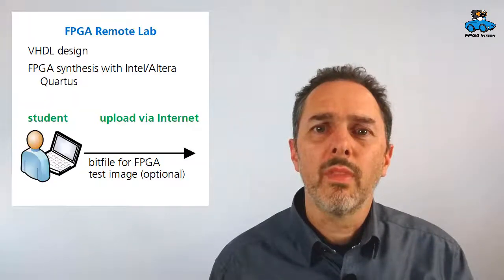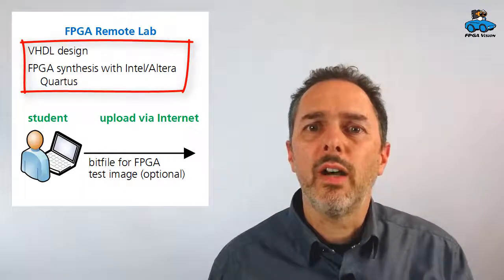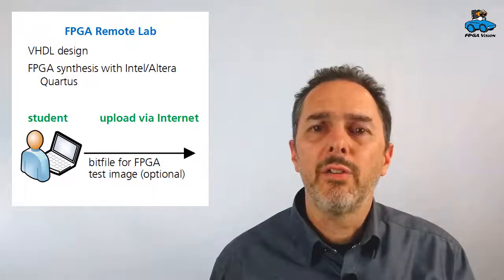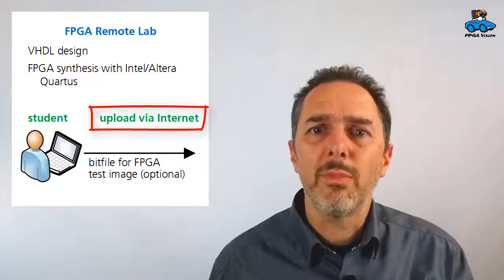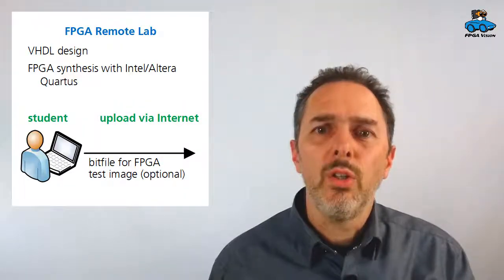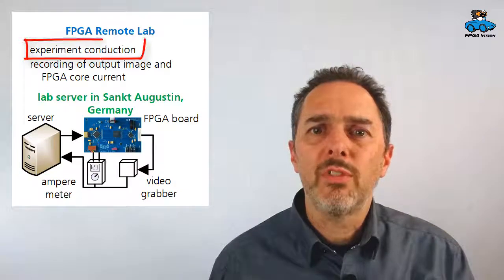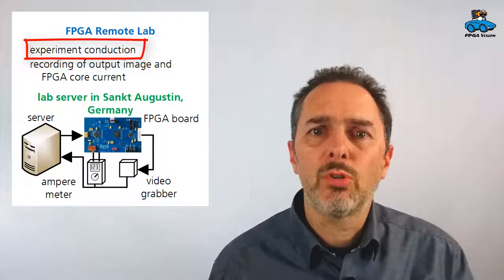Having completed the synthesis, we can now finally program our design on the FPGA and put the FPGA into operation. You can do this with our remote lab. You have the design on your personal laptop, and by internet you can access our lab server, which is situated in St. Augustine in Germany. You upload the bit file and a test image onto our lab server. The lab server programs the FPGA, outputs the image and executes the program.